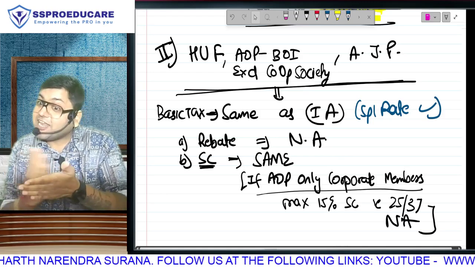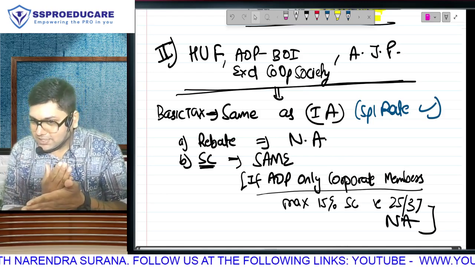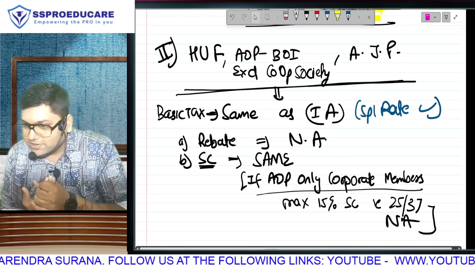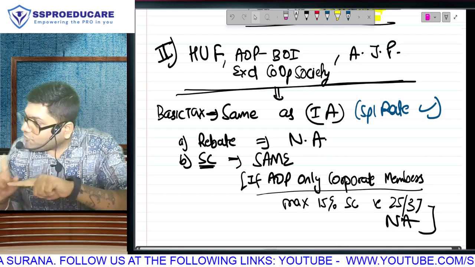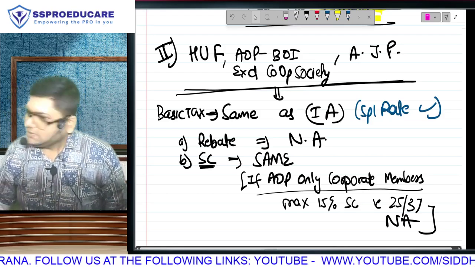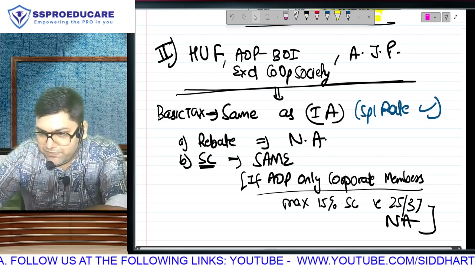So what is the nearest to 12? Look, for AOP we don't have 12. AOP options are 10, 15, 25, 37. So what is nearest to 12? So we have kept maximum 15.